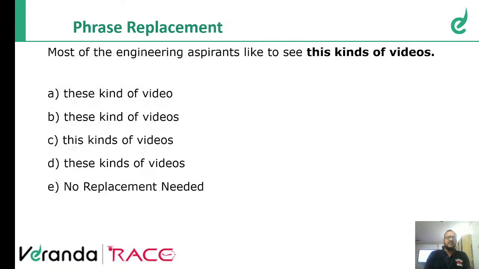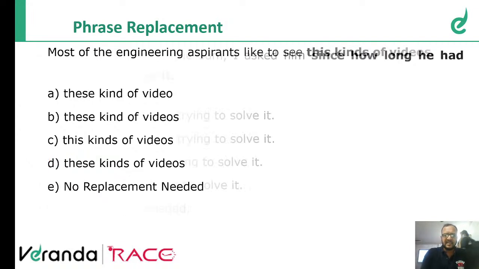Moving ahead. Most of the engineering aspirants like to see this kind of videos. So this is videos, so it will be these kinds of videos. The answer will be D. So most of the engineering aspirants like to see these kinds of videos will be the correct answer. Kinds will be preceded by these. Although many people think that we cannot use these kinds of, we can use these kinds of, but it depends on the object that comes later on. For example, these kinds of picture is incorrect, this kind of picture will be correct, these kinds of pictures will be correct. Okay. Moving ahead.